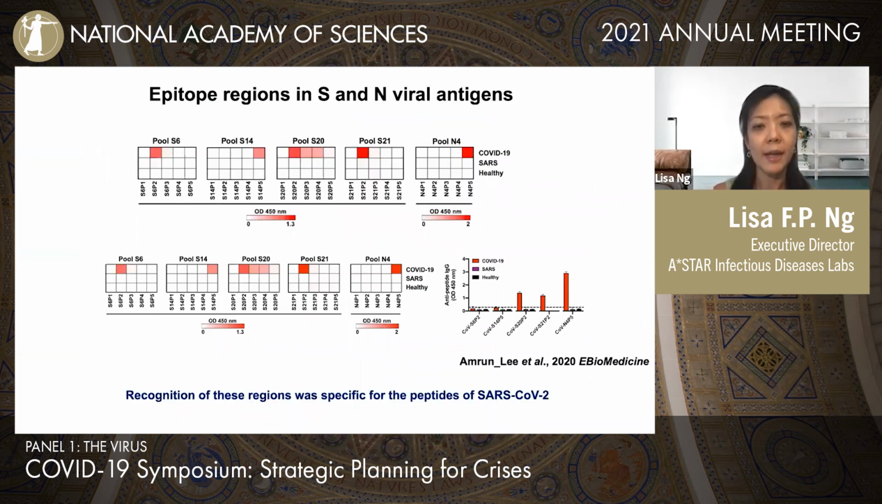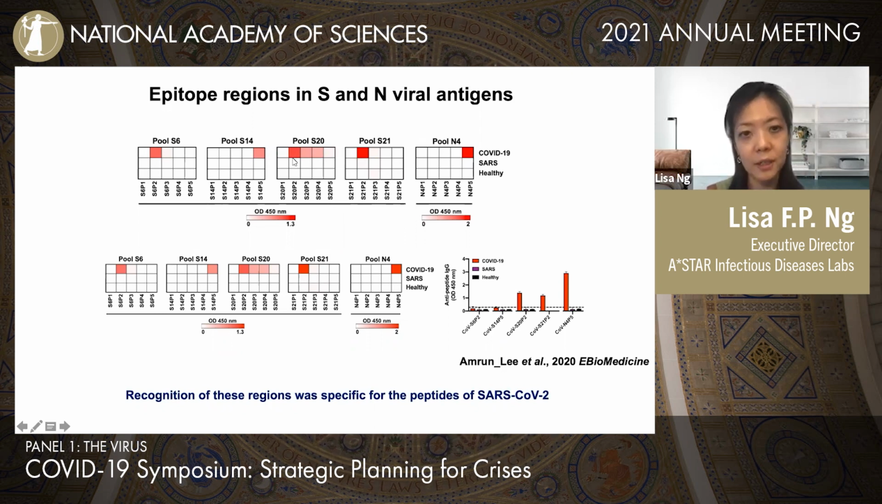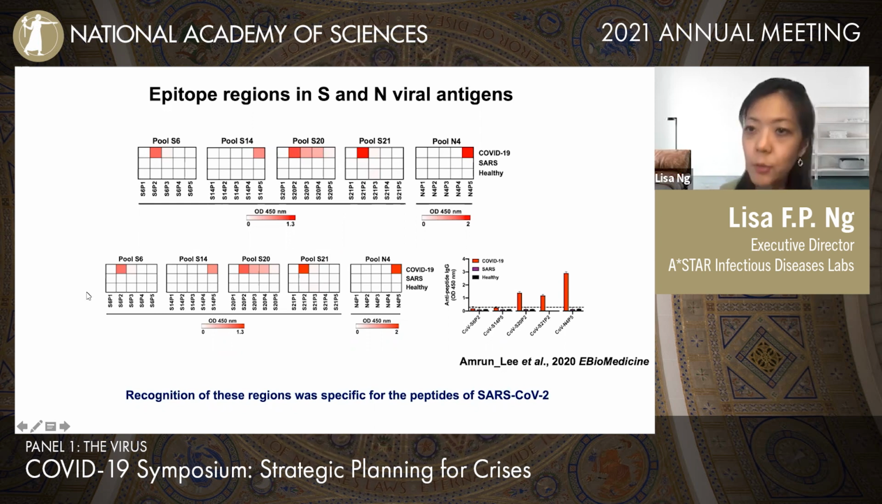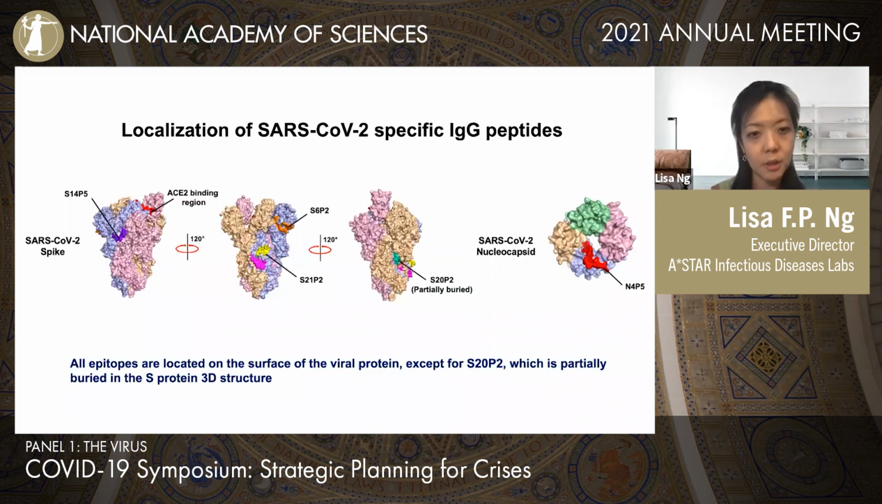So what we had done was generate a linear B-cell epitope library against the spike and the viral antigens, and epitope mapping was done. And we found that using a patient's serum or even plasma, we identified specific hit regions in the spike and also the nucleocapsid. And when we identified the specific region to the individual peptide, we were able to identify 4 of these epitopes. Most of them were in the spike and 1 of them in the nucleocapsid.